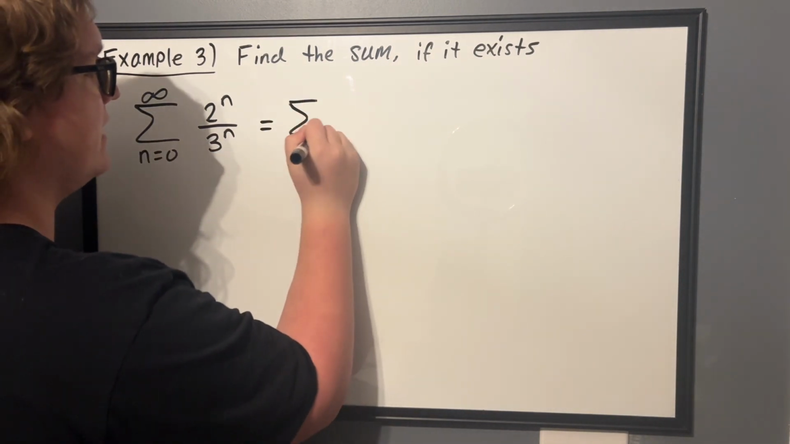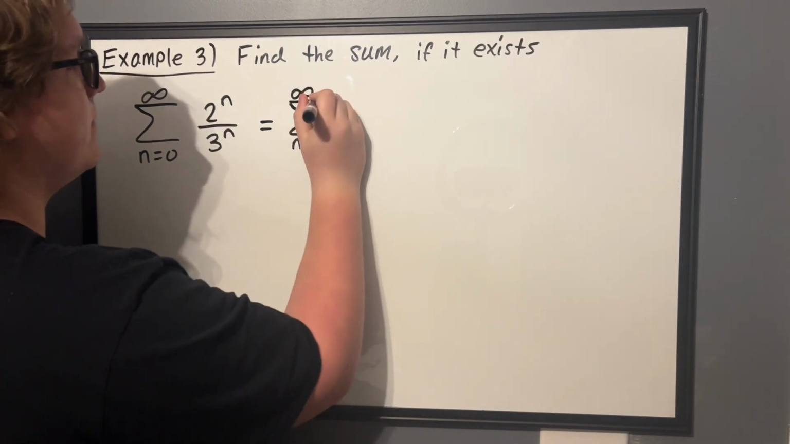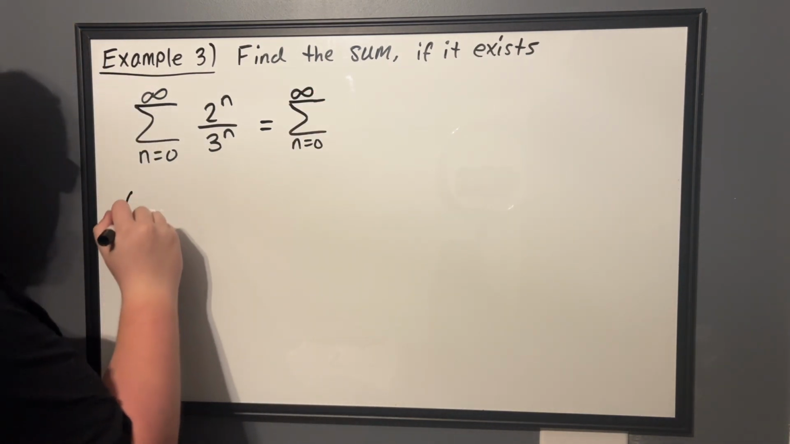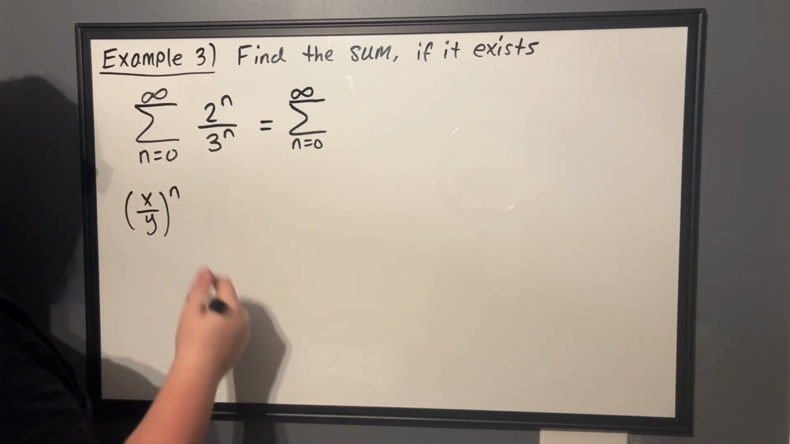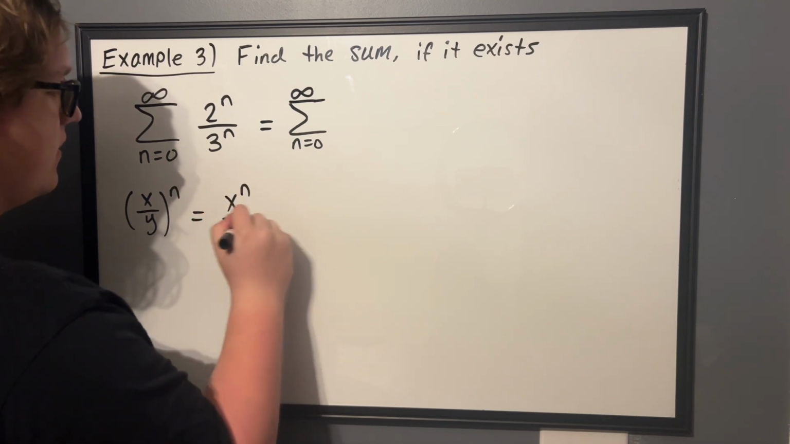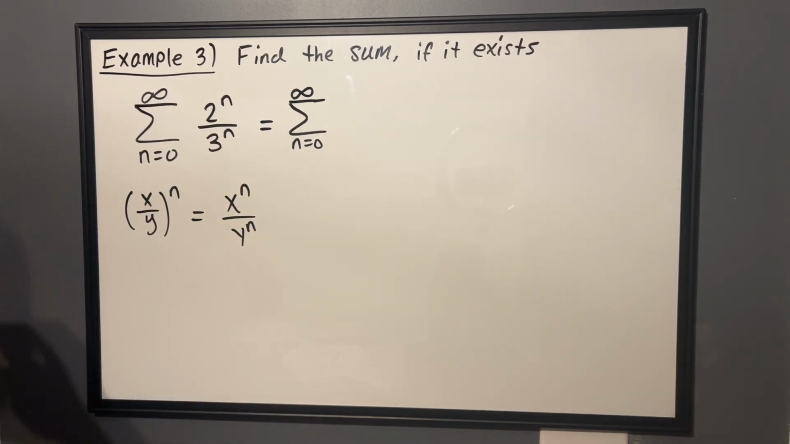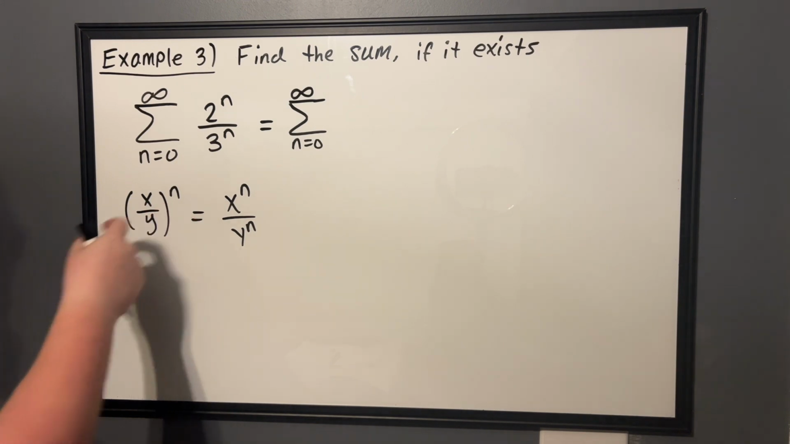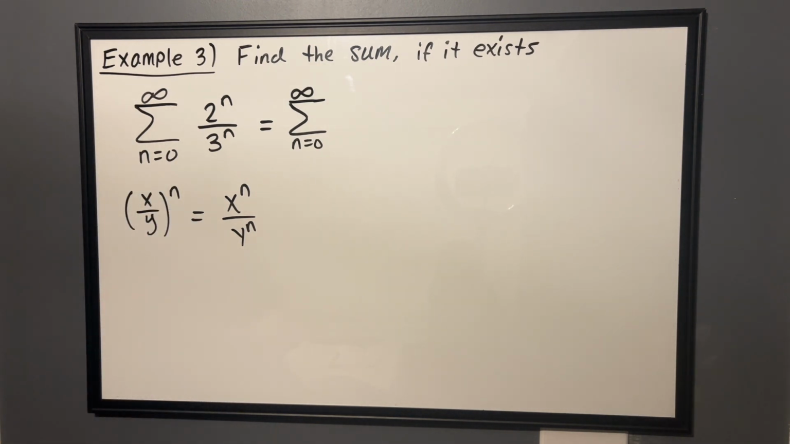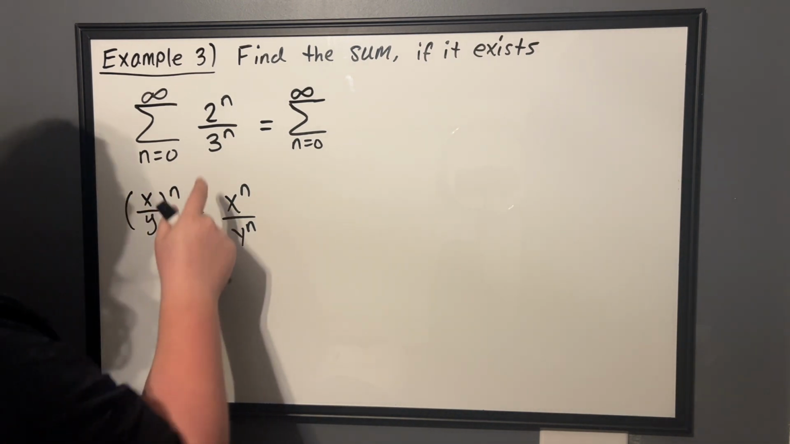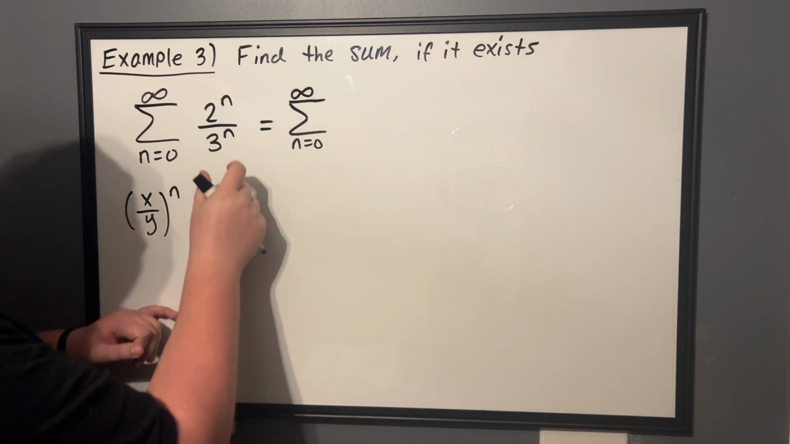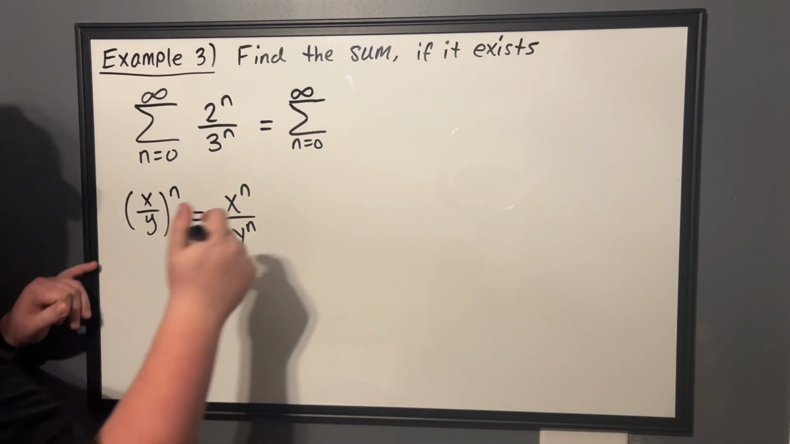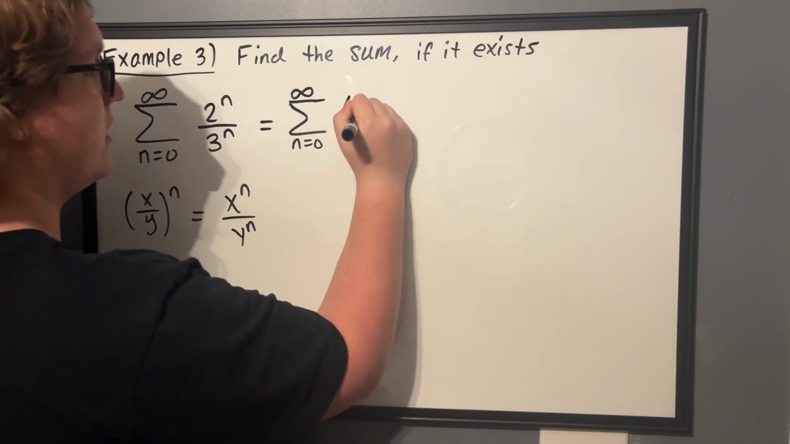So we still have the sum n equals 0 to infinity. Now let's remember this exponent rule. If we have x over y and we raise it to the n power, this is equal to x to the n over y to the n. We're able to raise the numerator and denominator to that power because that power is technically being multiplied. So this rule is going to help us out here because here we have 2 to the n over 3 to the n. So working backwards, this is the same as 2/3 to the n.